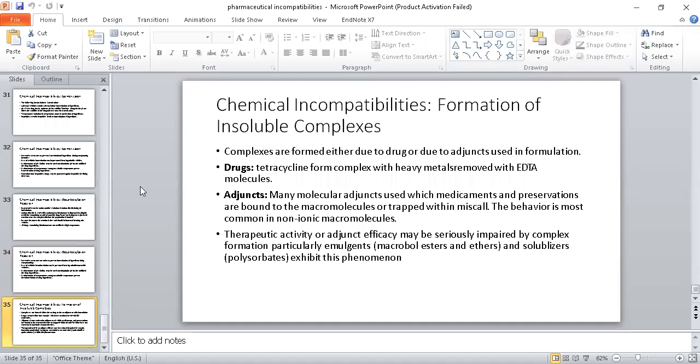Lastly, formation of insoluble complexes. Complexes are formed either due to the drug or due to adjuncts used in formulation. Drugs: tetracycline forms complexes with heavy metals and with EDTA molecules. Adjuncts: many adjuncts used with medicaments, such as preservatives, are bound to the macromolecules or trapped within the micelle. This behavior is most common in non-ionic macromolecules.